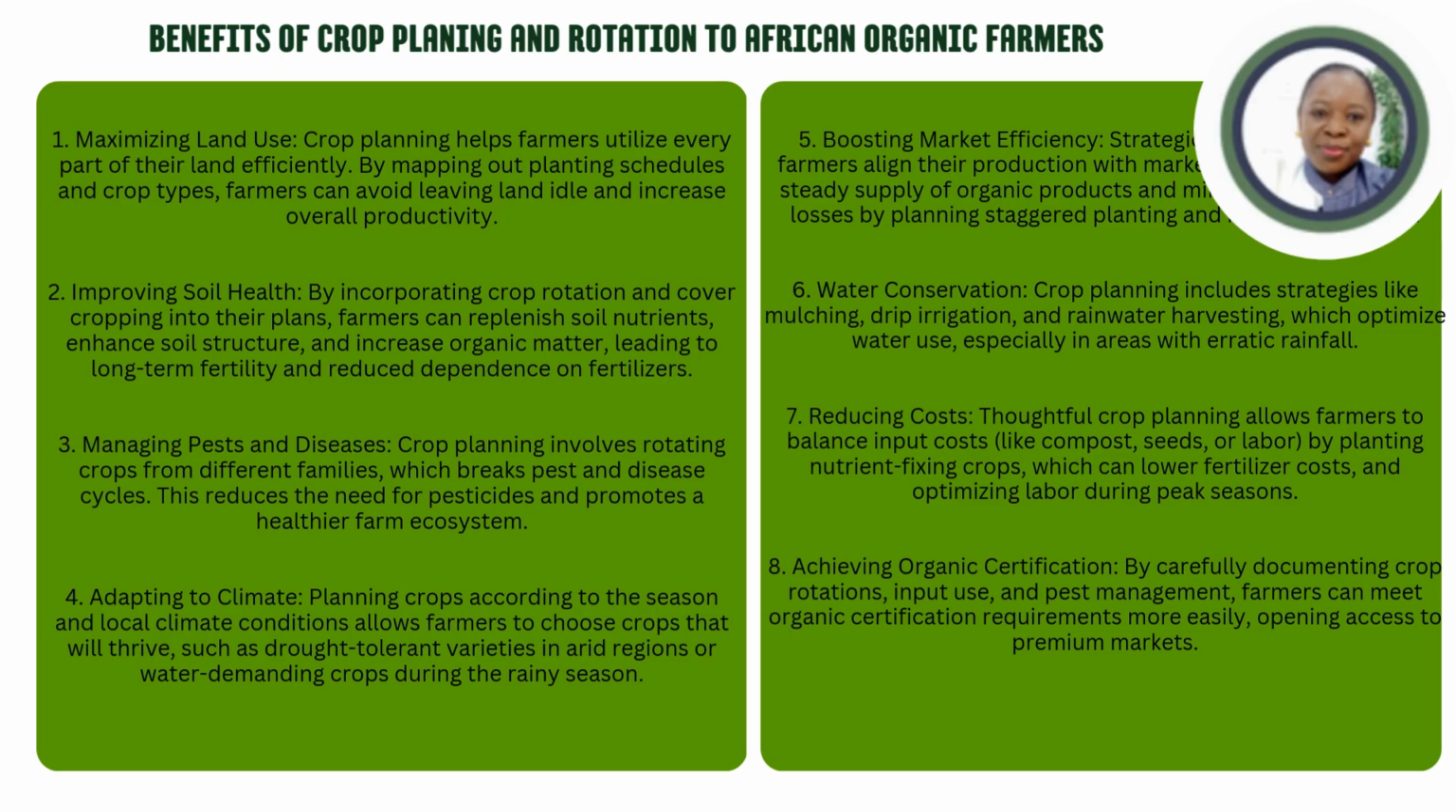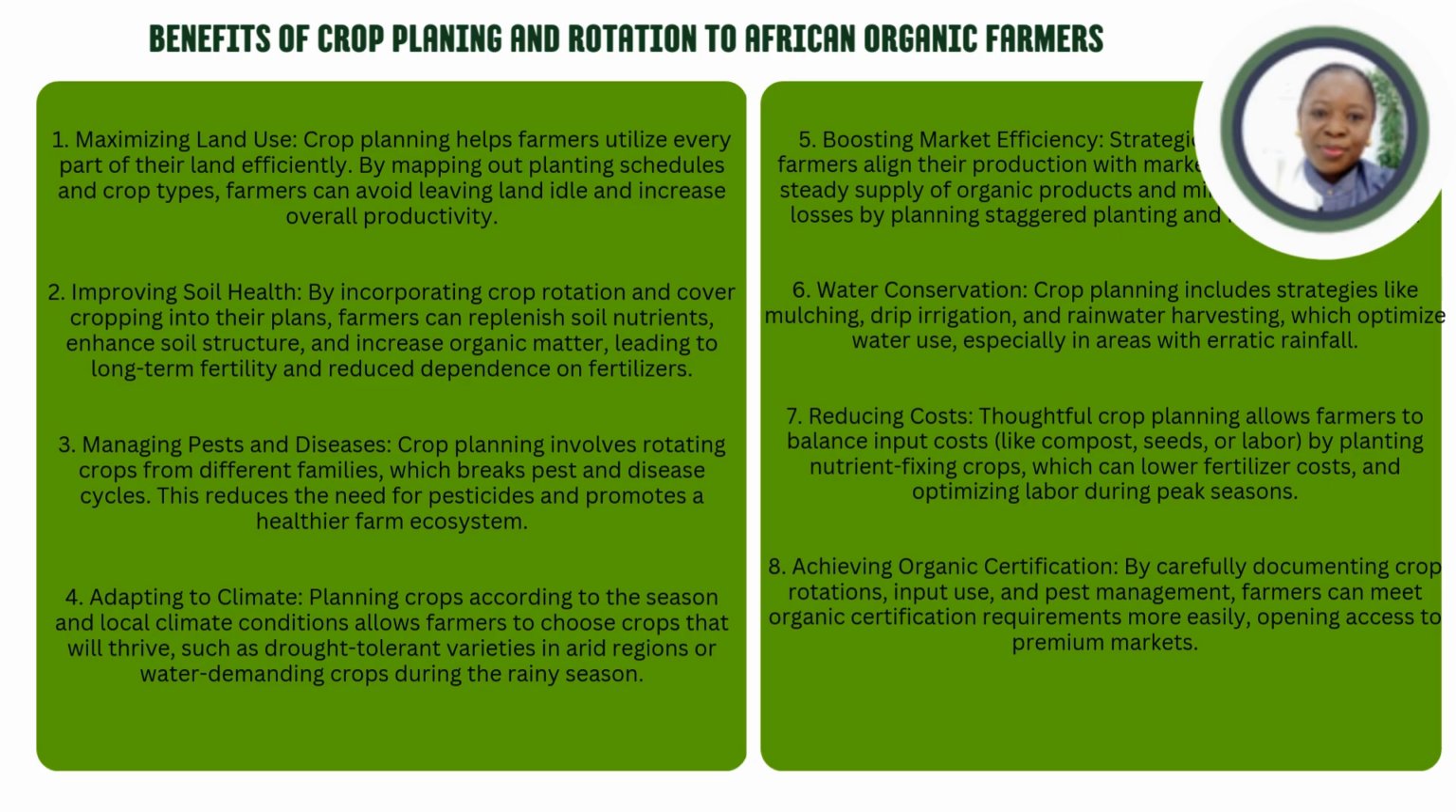Four. Adapting to climate change. Planning crops according to the season and local climate conditions allows farmers to choose crops that will thrive, such as drought-tolerant varieties in arid regions or water-demanding crops during the rainy season. Five. Boosting market efficiency. Strategic crop planning helps farmers align their production with market demands, ensuring a steady supply of organic products and minimizing post-harvest losses by planning staggered planting and harvest schedules.